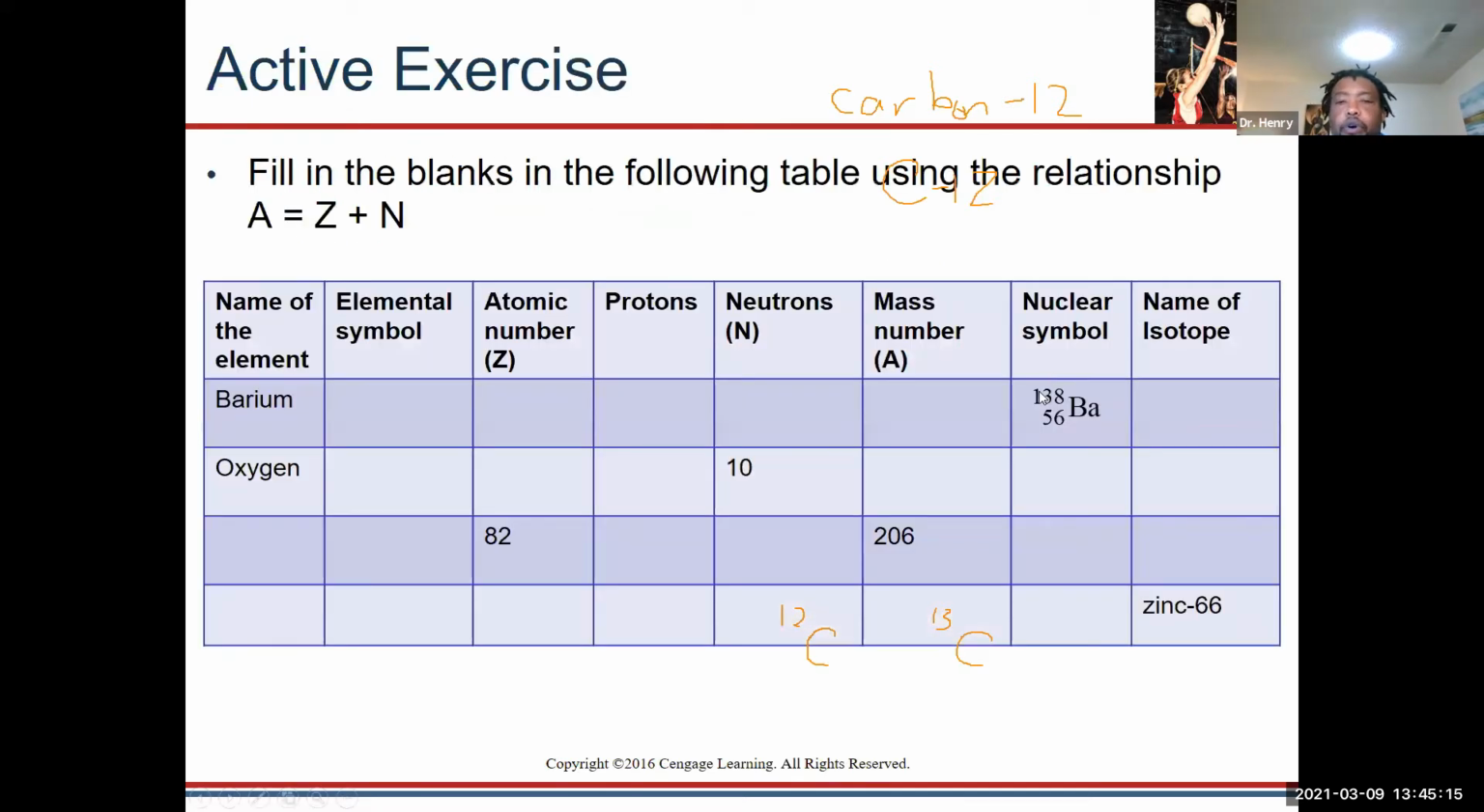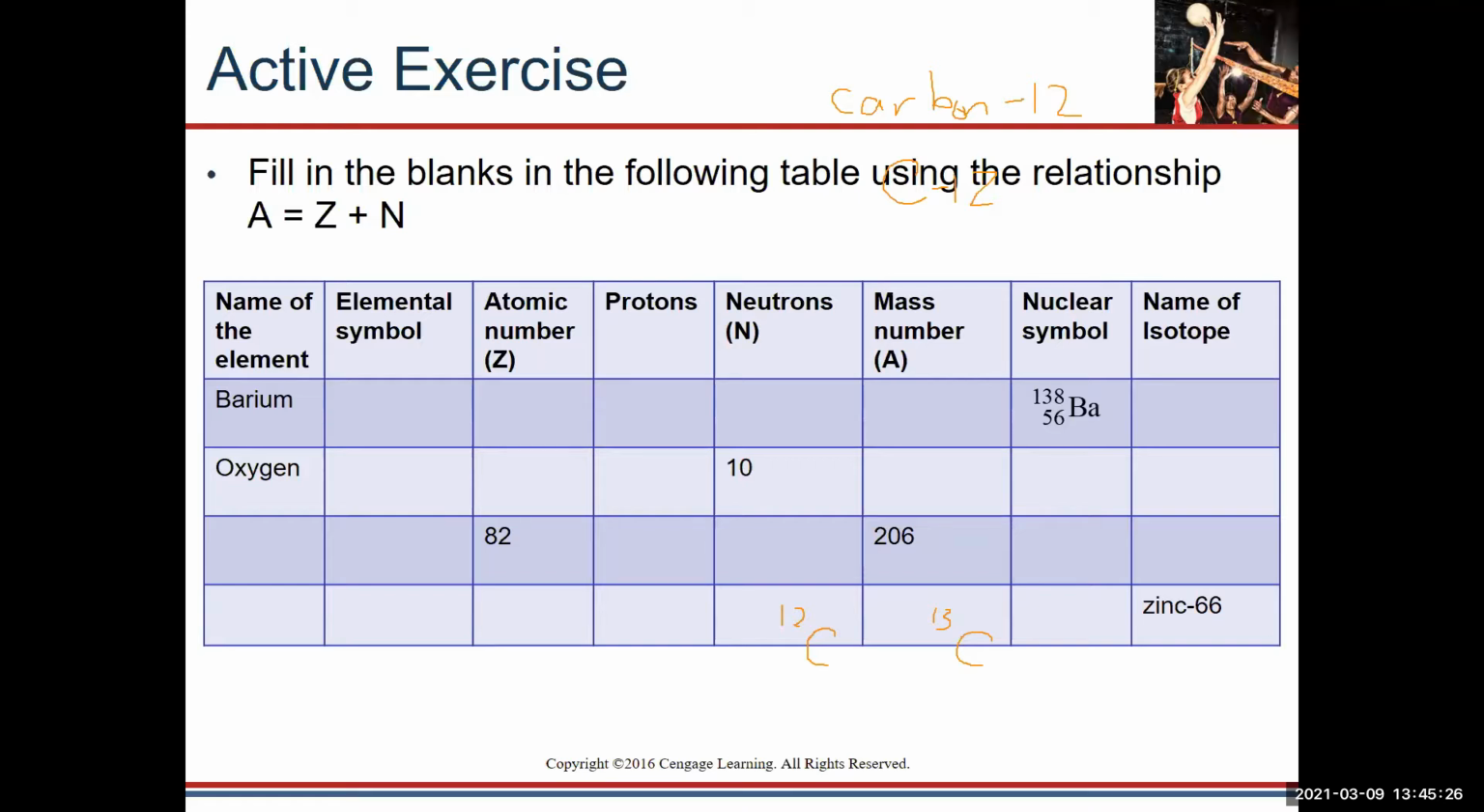Okay, so what I'm going to have you guys do is get in groups, and I'd like you to fill out this table for me. You guys can do that? We'll give you, say, 10 minutes.